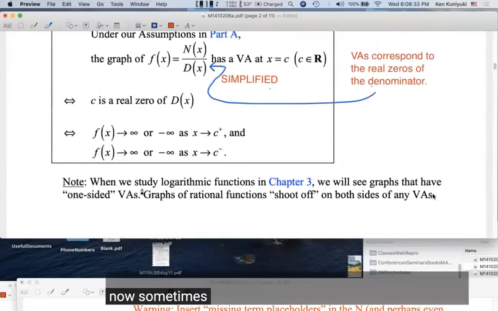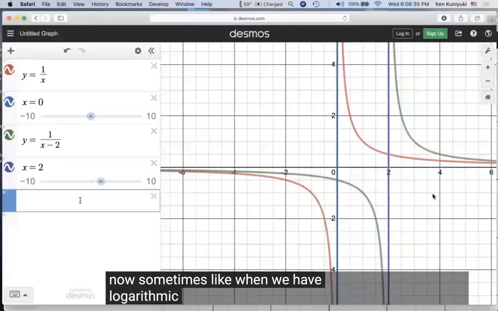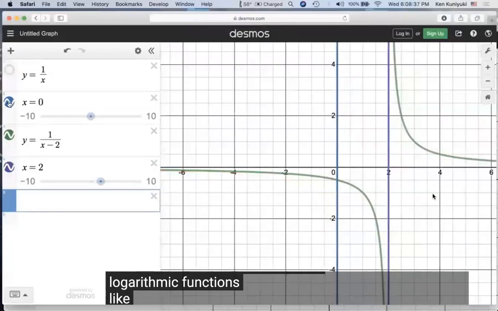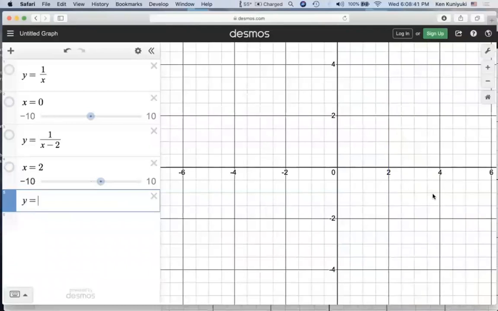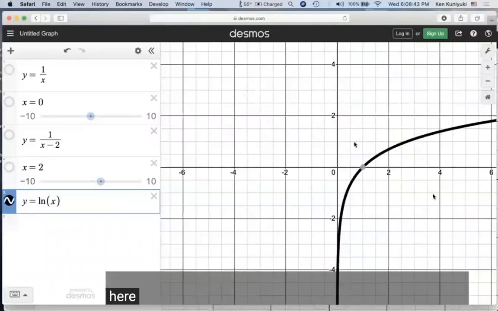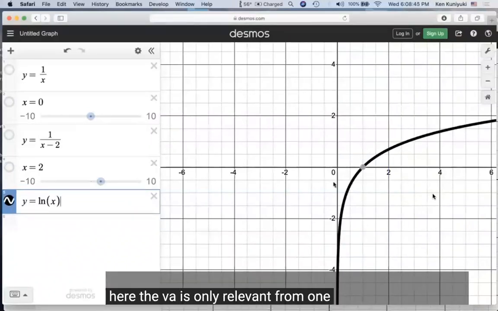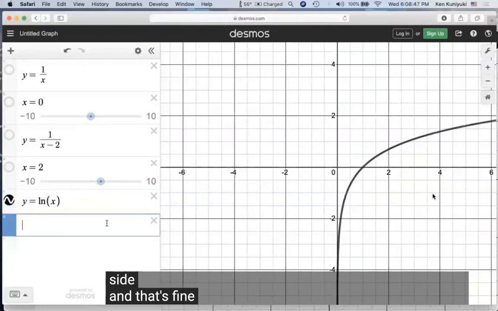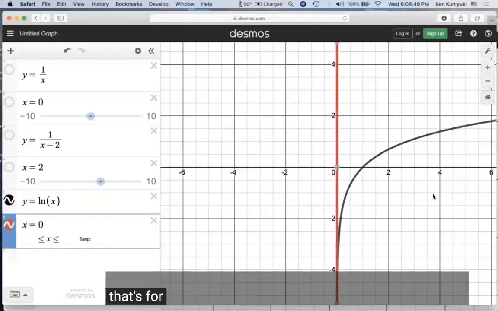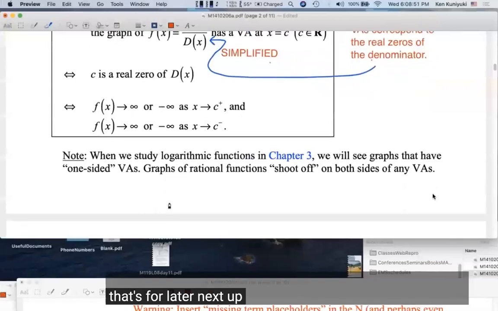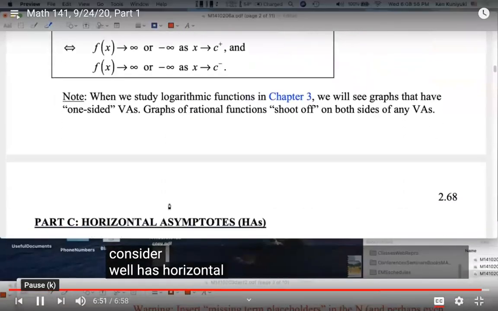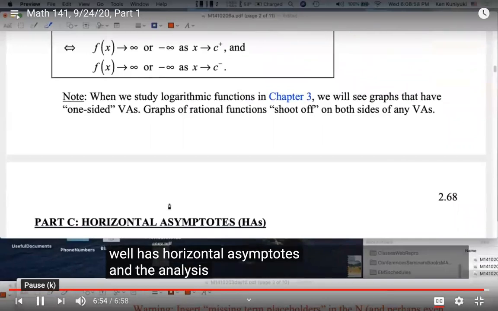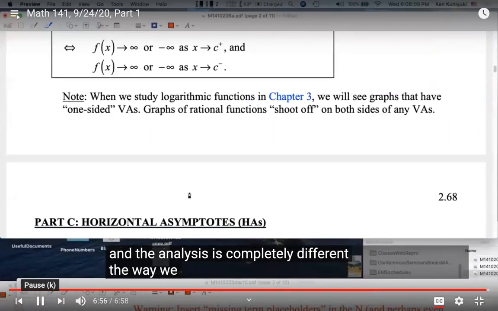Now sometimes, like when we have logarithmic functions, like y equals ln of x, here, the VA is only relevant from one side, and that's fine. Next up, we're going to consider HAs, horizontal asymptotes. And the analysis is completely different, the way we find them. But first, we're going to do some more VAs.